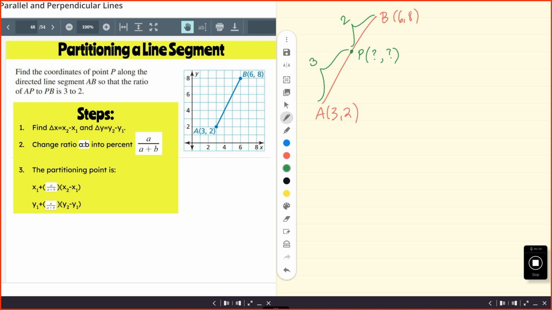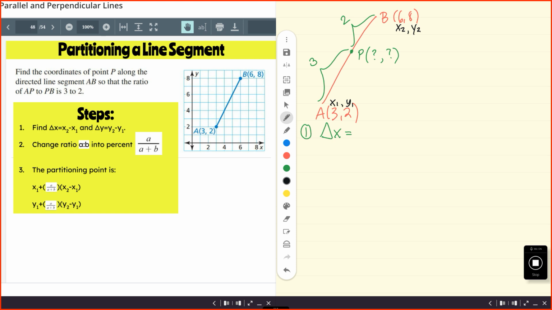Okay, so now let's follow the steps over here. The first step, step 1, find delta x. Change in x pretty much is when you subtract the x numbers. So that triangle means change in x. The formula goes x2 minus x1. So let's label them. This is your x2, so that means its partner will be y2. And this is your x1, and its partner will be y1.